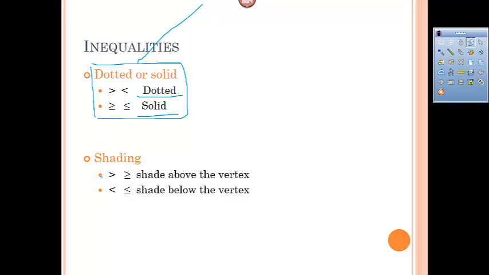Okay, so shading. Just like in Algebra 1, if you're greater than or equal to, you shade above. Greater than is above. So greater than above, less than is below. So I remember GALB. Greater than above, less than below. I don't know what a GALB is, but if you can find it in the dictionary, let me know.